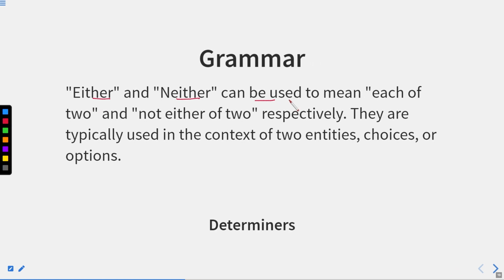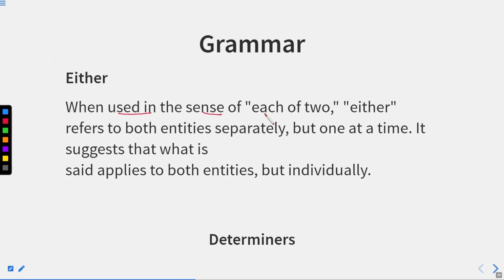Either and neither can be used to mean each of two and not either of two, respectively. They are typically used in the context of two entities, choices, or options. If I say either, it means suppose I have two options A and B, so I can choose any one of them. But if I say neither, it means not this one, not this two. So they're typically used in the context of two entities, choices, or options, as I told you before as well.